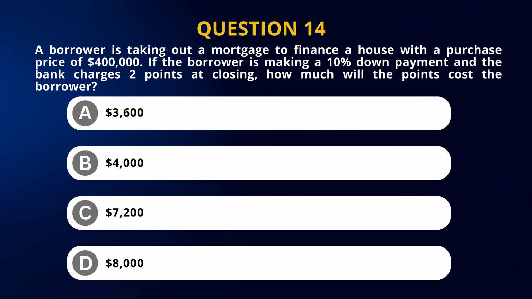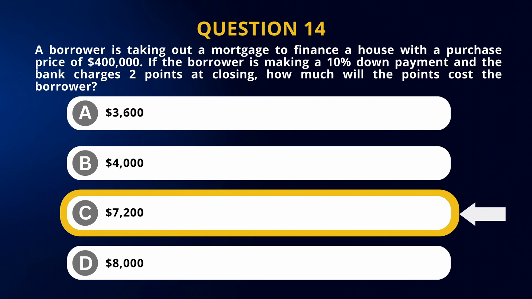Question number 14. A borrower is taking out a mortgage to finance a house with the purchase price of $400,000. If the borrower is making a 10% down payment and the bank charges 2 points at closing, how much will the points cost the borrower? Letter A, $3,600. Letter B, $4,000. Letter C, $7,200. Letter D, $8,000. And the answer? Letter C, $7,200.